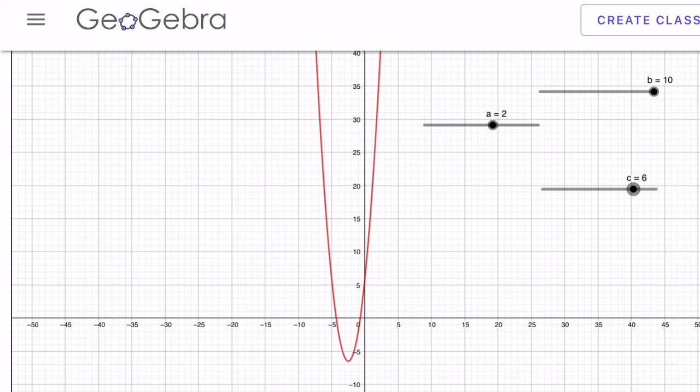Okay, understand? So that's all my sharing about the effect of changing A, B, and C for the quadratic function, right? So the changes in shape and position of the graph depend on the changing of the value of A, B, and C.